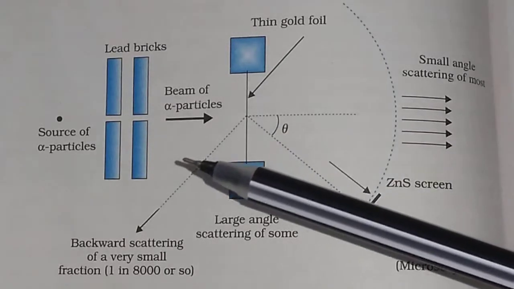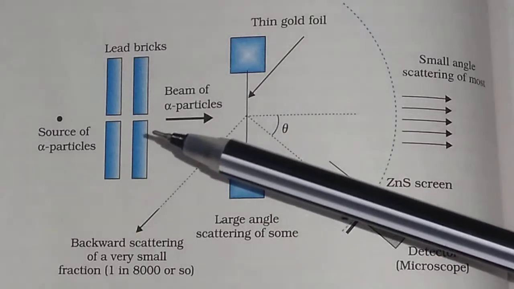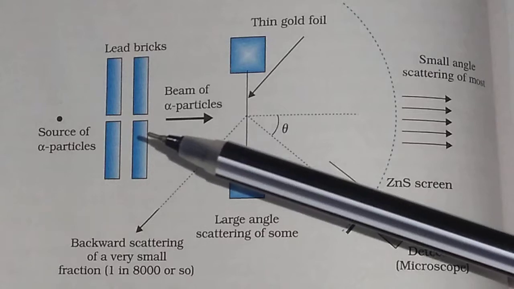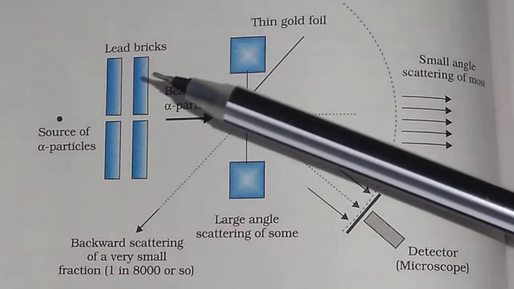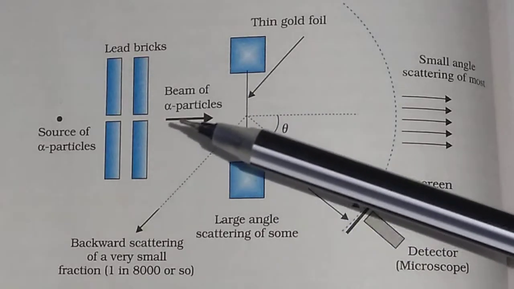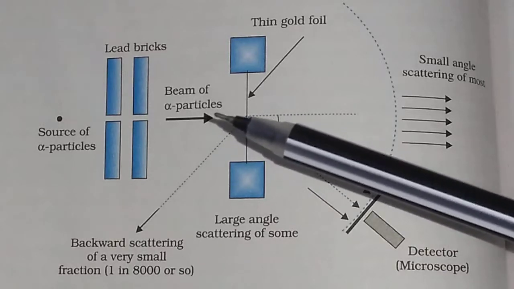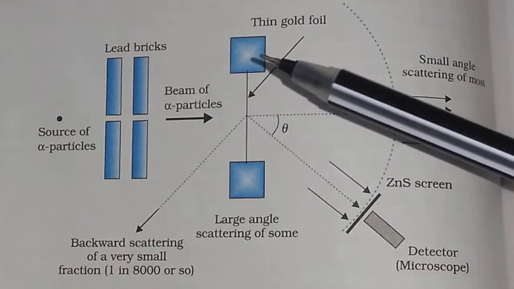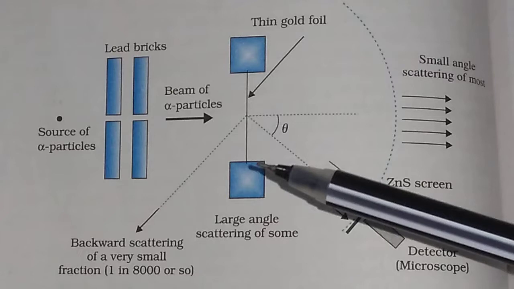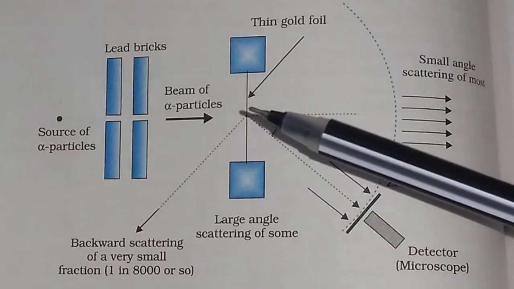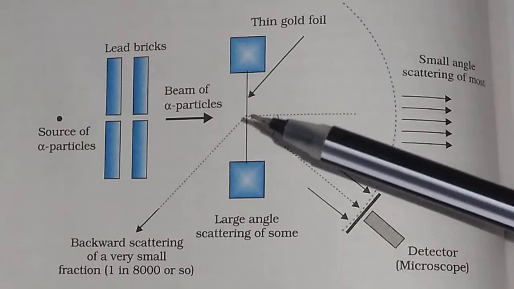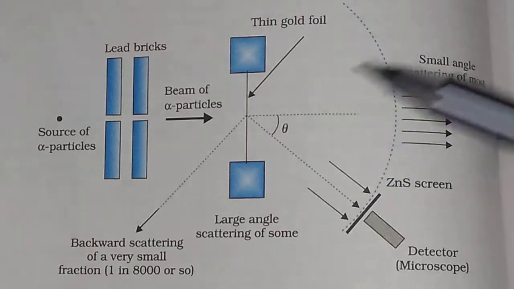As shown in this figure, the alpha particles are collimated into a narrow beam by using lead bricks. These are the lead bricks, and this is the beam of alpha particles, and this is your thin gold foil, and the alpha particles strike this gold foil at various angles.